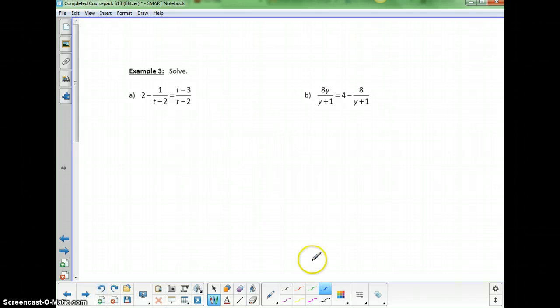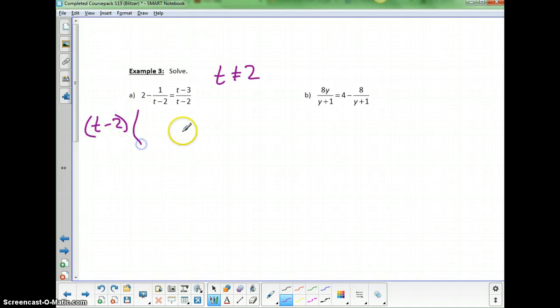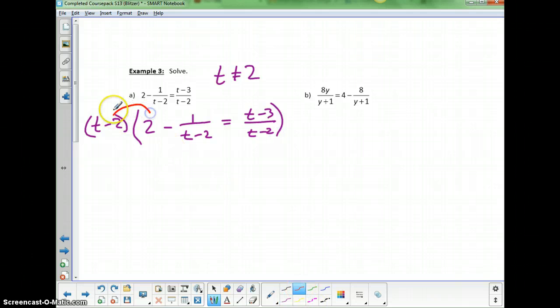Okay. Now the excluded value for this equation is going to be 2, because when I plug 2 in for t, 2 minus 2 is 0. So t cannot be 2. Okay? It's already factored, so t minus 2 is the common denominator. We're going to multiply everything by t minus 2. So it's 2 minus 1 over t minus 2 equals t minus 3 over t minus 2. All of that's getting multiplied by t minus 2. So t minus 2 is going to get multiplied into all 3 parts.